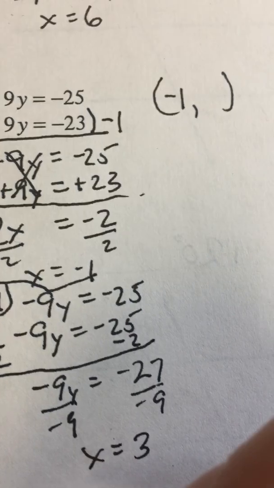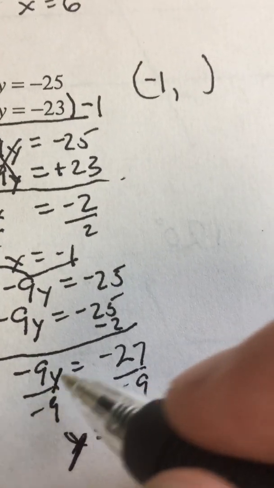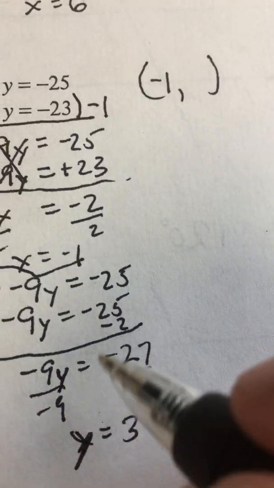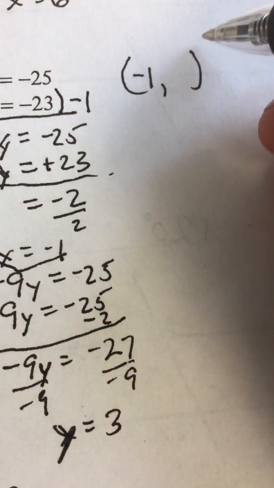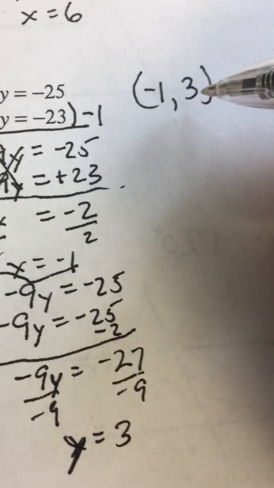Oh, did I do that? Oh, these are y, sorry. That's y is going to equal a positive 3. I think I got carried away with my solving there and started talking about x's instead of y's. So these were all y's all through here. So y is positive 3. So negative 1, 3 is the point on the graph where the two lines intersect.